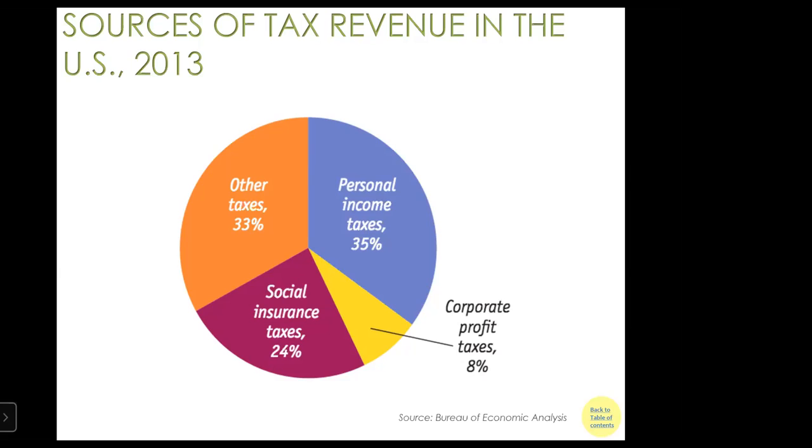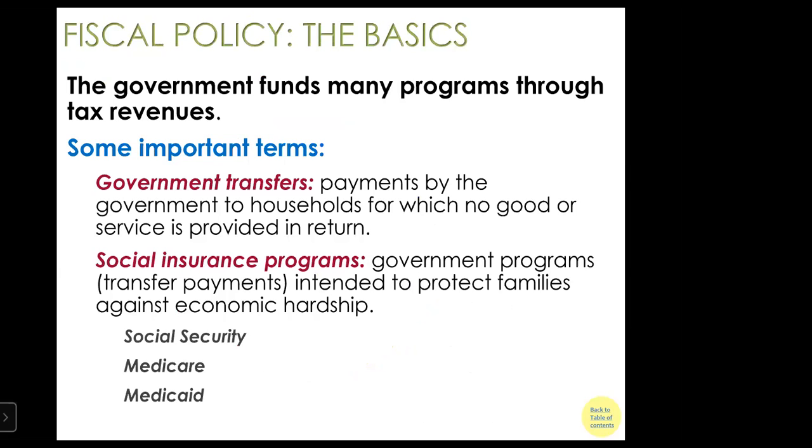Now another important category is social insurance tax. So what is this social insurance tax? This includes payroll tax. This includes Medicare tax, right? And so it's a bit less than 20%. Okay, for each individual. In the previous slides, this tax is used to finance Social Security and Medicare, right?